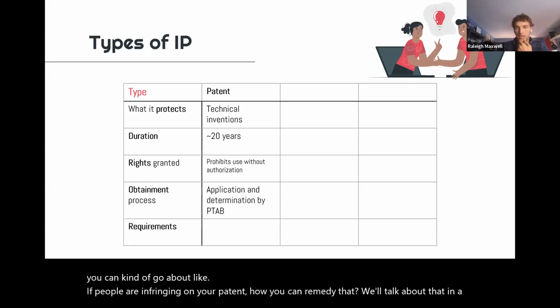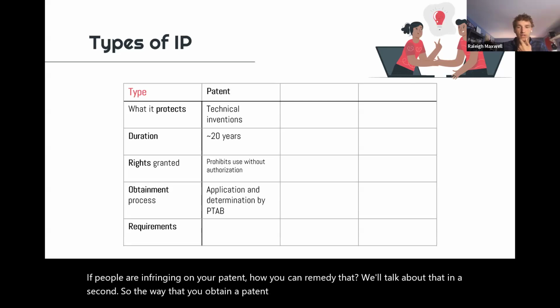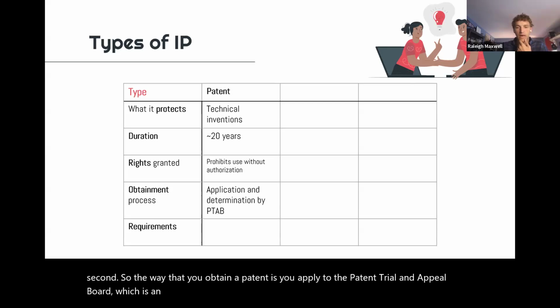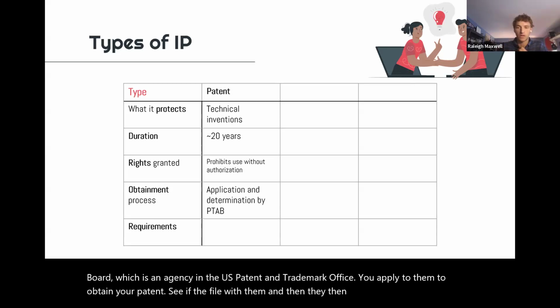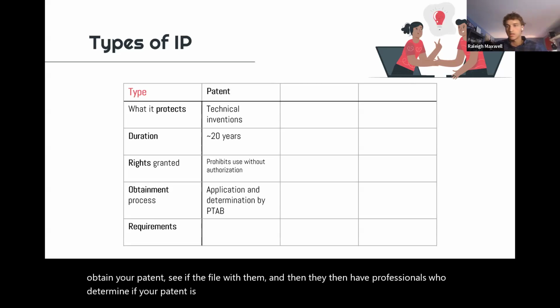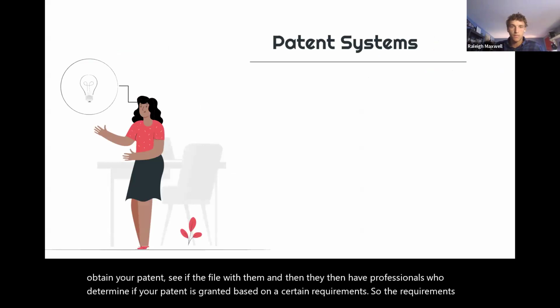The way that you obtain a patent is you apply to the Patent Trial and Appeal Board, which is an agency in the U.S. Patent and Trademark Office. You have to file with them, and then they have professionals who determine if your patent is granted based on certain requirements. So the requirements are pretty important for understanding.